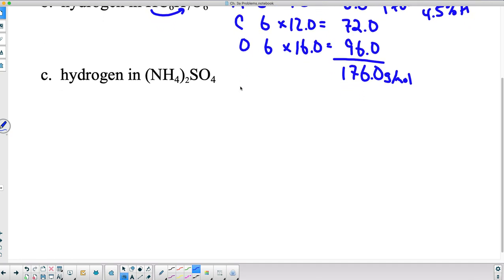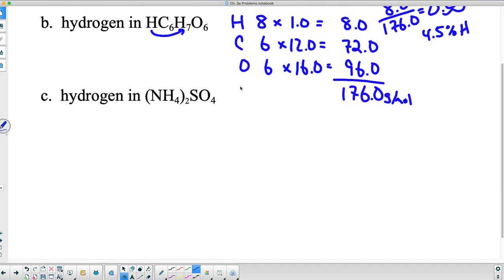I want to give myself just a little bit more room. So now I'm still looking for hydrogen, except this time it's in ammonium sulfate, so (NH4)2SO4. I do the same thing I did for the previous 2: N's, H's, S's, and O's. How many N's do I have? 1 times 2 is 2 N's. 4 times 2 for H's is 8 H's. 1 S and 4 oxygens. Those are the subscripts. I'm going to multiply all the subscripts by the atomic mass for each one of them.